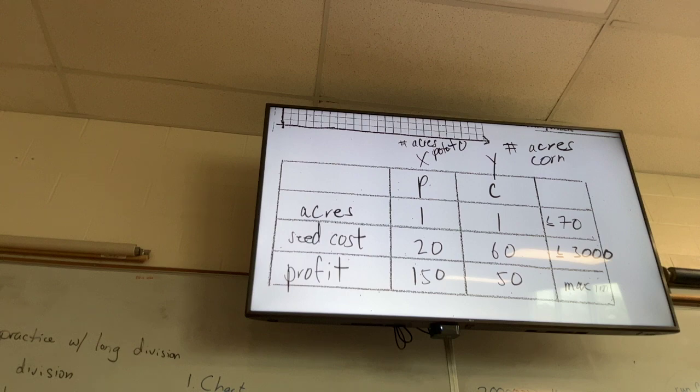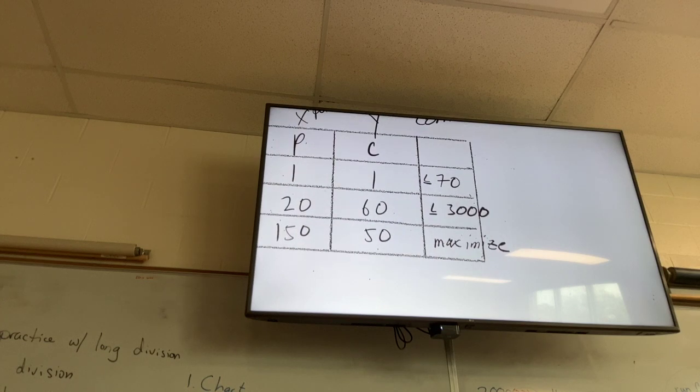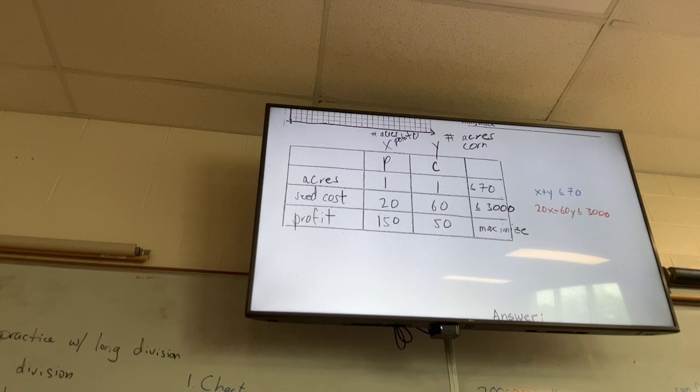All right. There you go. So three equations, right? X plus Y is less than or equal to 70. 20X plus 60Y is less than or equal to 3,000. And then our profit function is 150x plus 50y. Questions on how I got that far? Okay, I'll do the rest of this stream of consciousness.